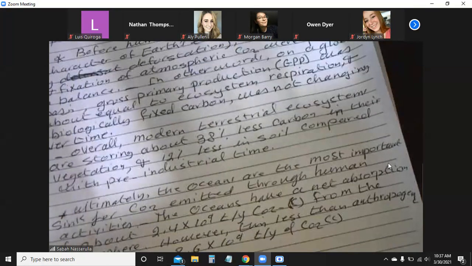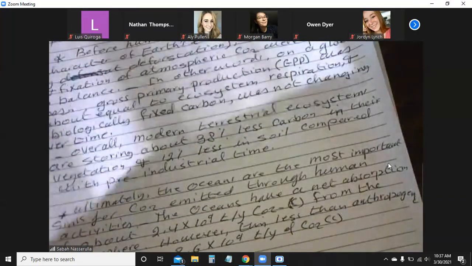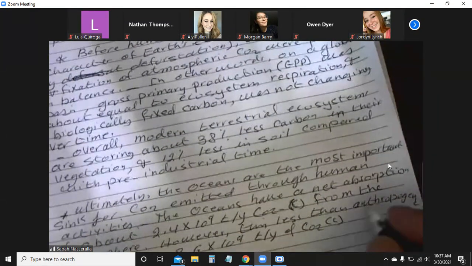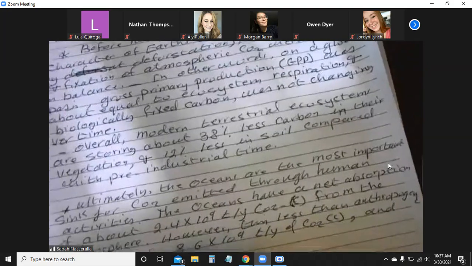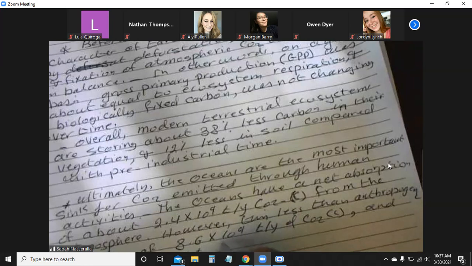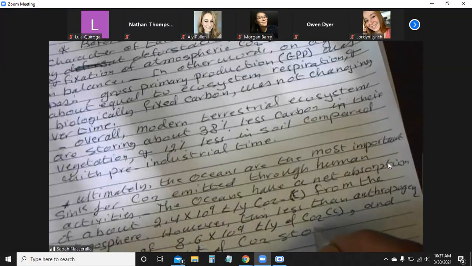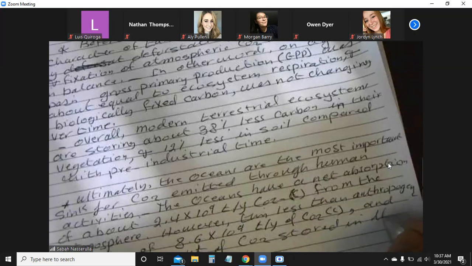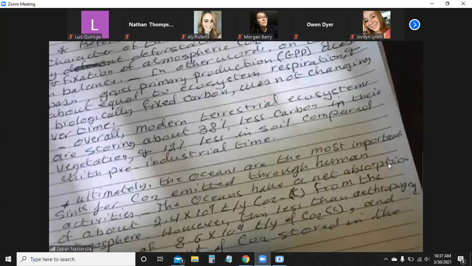And as the ocean absorbs less than the human emits, what's going to result, very simple, is that the amount of carbon dioxide in the atmosphere is going to increase. That's what this means. And so the amount of CO2 which is stored in the atmosphere is, of course, increasing.